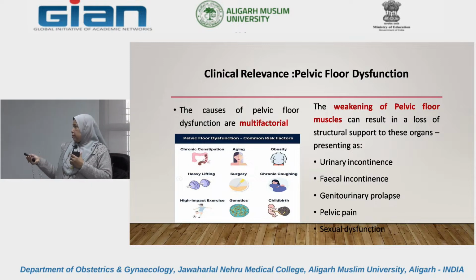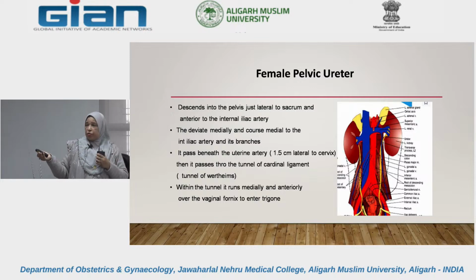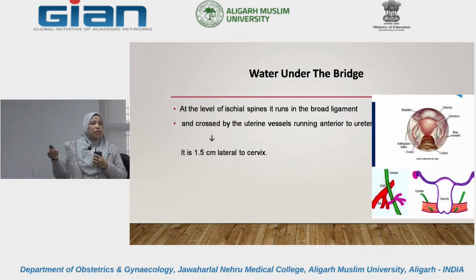Now coming to the ureter. The ureter again has two parts, abdominal and pelvic. The abdominal part is from the renal pelvis to the iliac vessels, and the pelvic part is from the iliac vessels until it inserts into the bladder. We are all aware there are important sites of ureteric injury, and the course is very important. Near the cervix, it lies 1.5 centimeters lateral and is crossed by the uterine artery, so it is also known as water under the bridge.